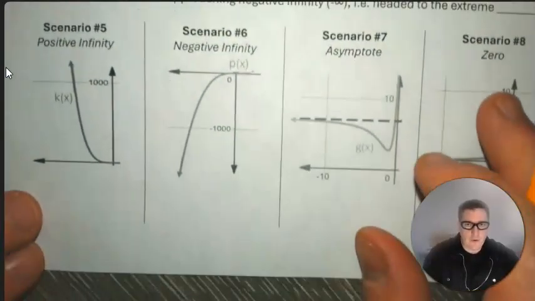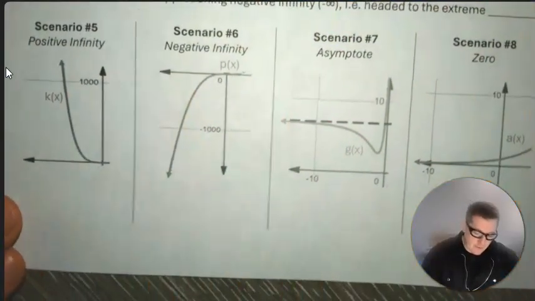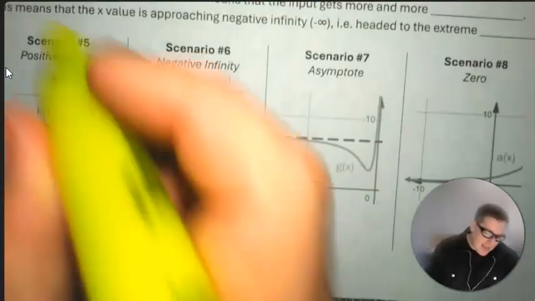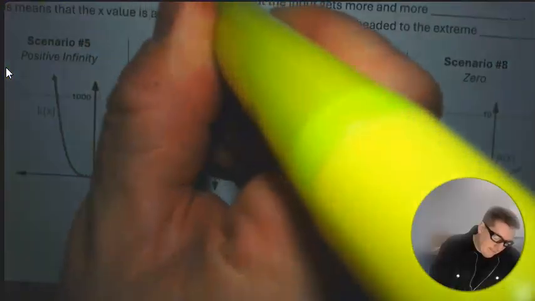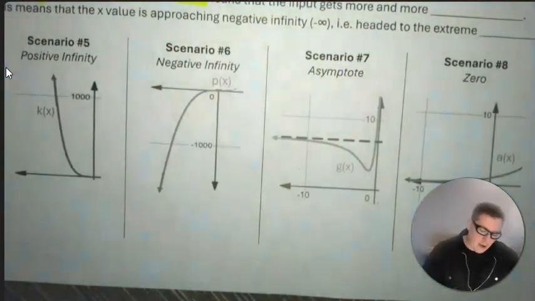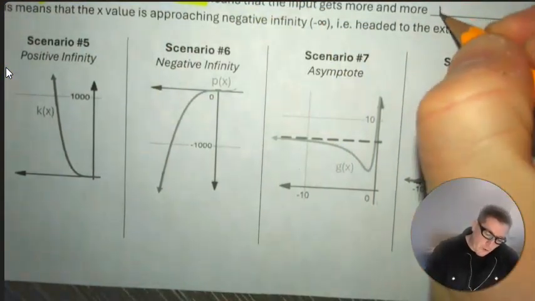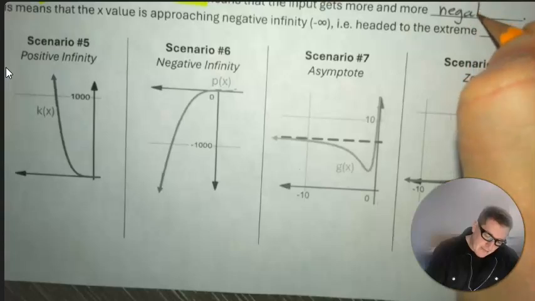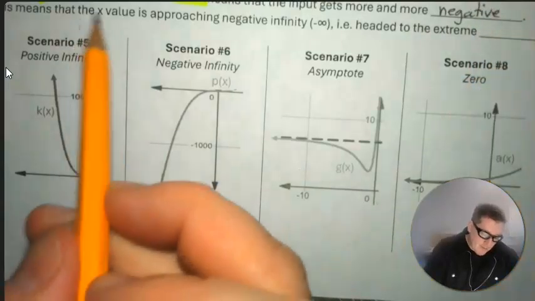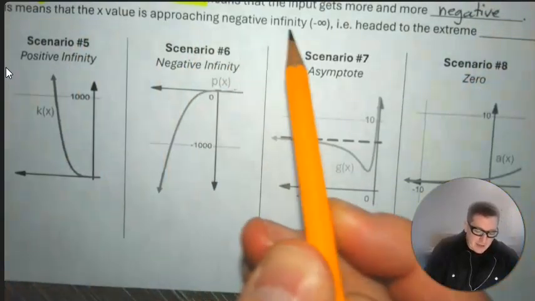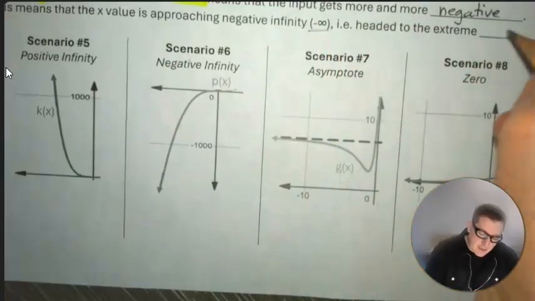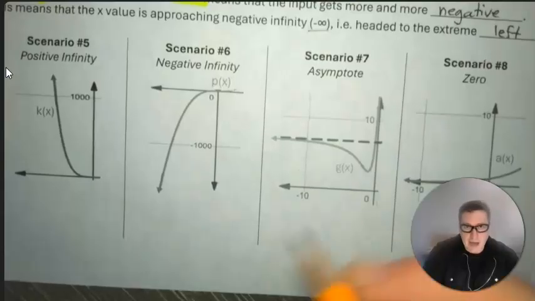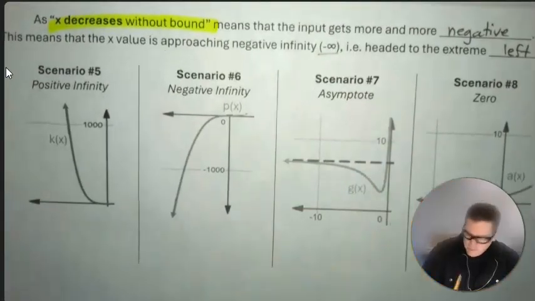Okay, and so we got 4 different scenarios here, scenario 5 through 8. So the phrase x decreases without bound is meaning that our input is getting more and more negative. In other words, my x value is approaching negative infinity. It's headed to the extreme left. So we're looking on the other side of the graph, right?